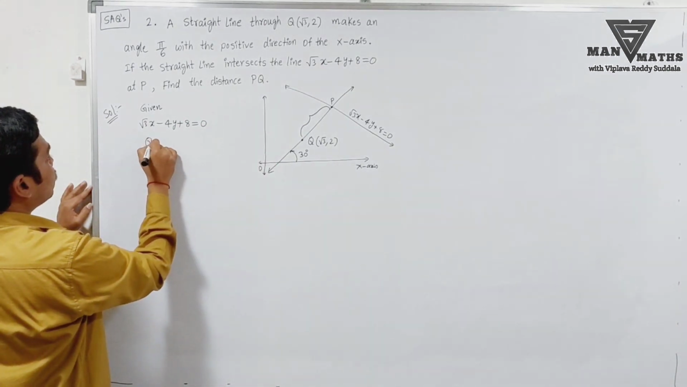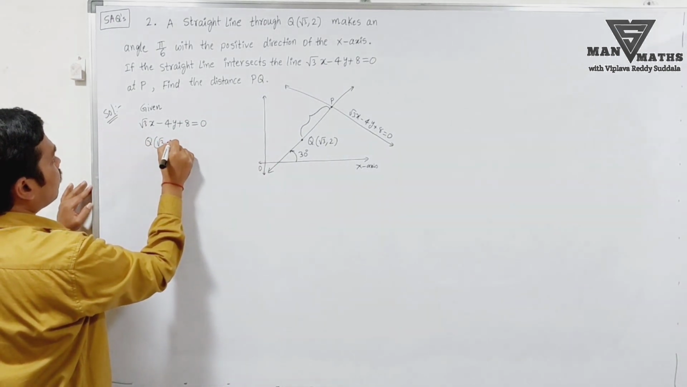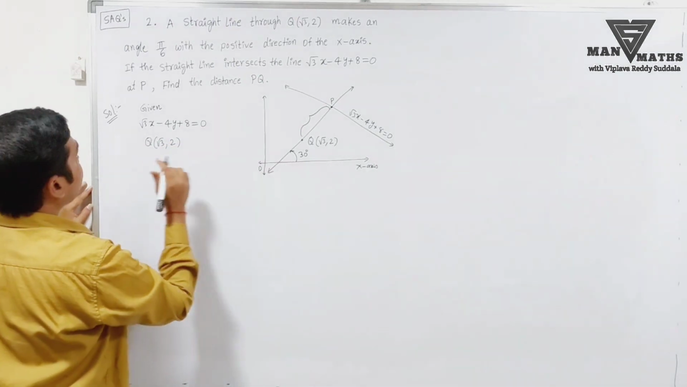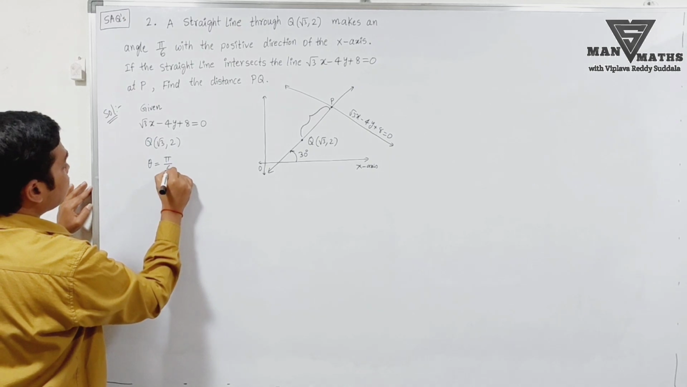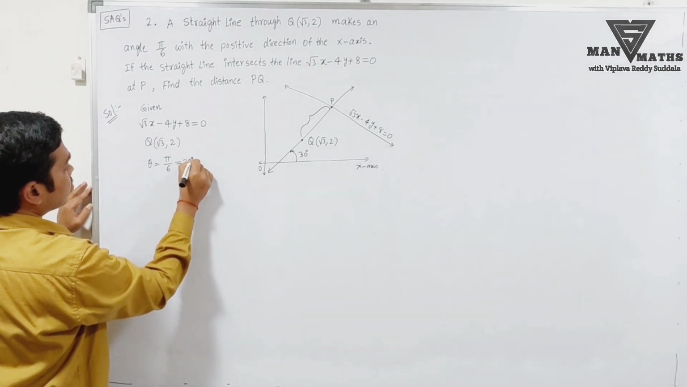Given point Q, root 3 comma 2. Given angle theta is equal to pi by 6, that is equal to 30 degrees, 180 by 6.